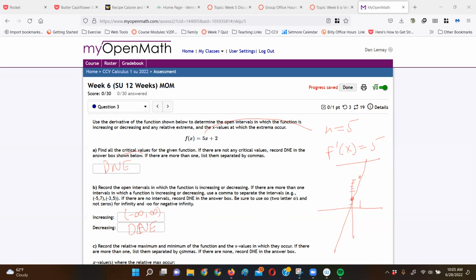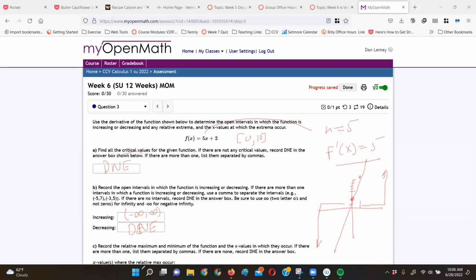And because this is an open interval, right, they didn't tell us to find it on 0 to 10, it goes to infinity in either direction. As x goes to positive infinity, y goes to positive infinity. As x goes to negative infinity, y goes to negative infinity. There are no minimums or maximums. It's just always increasing forever.